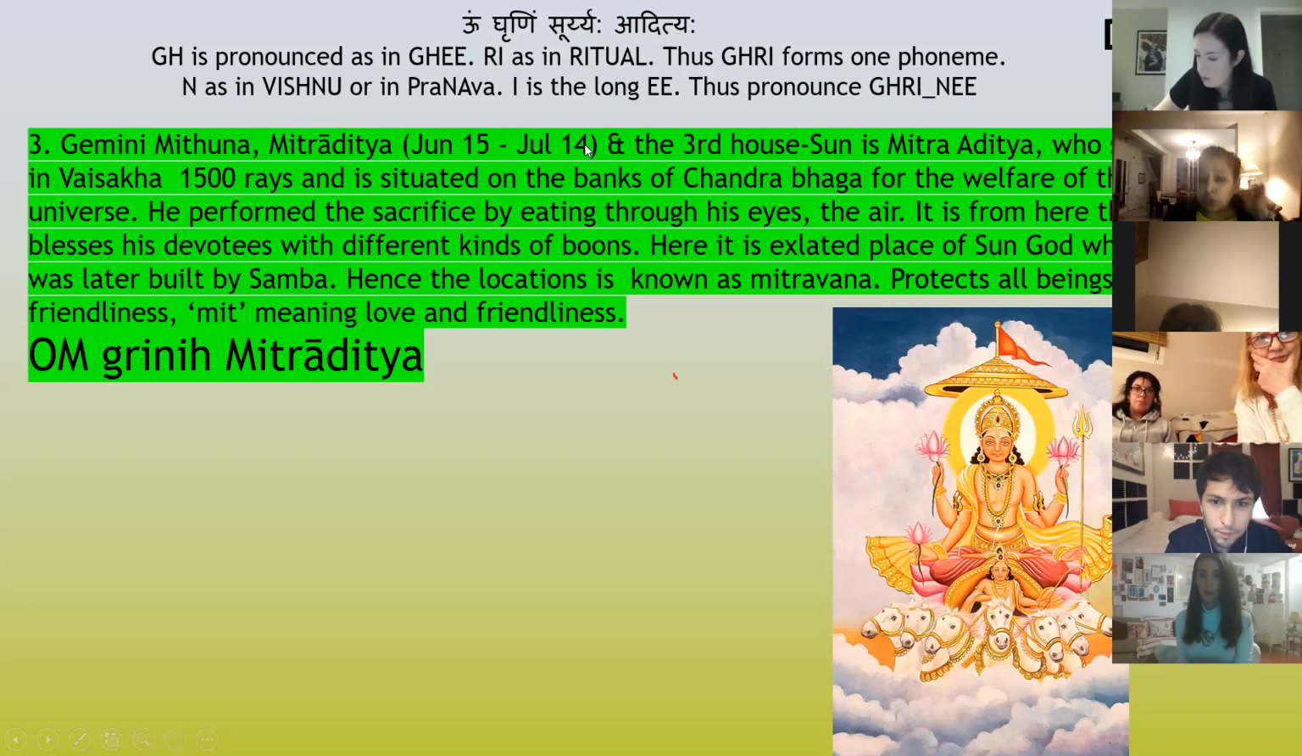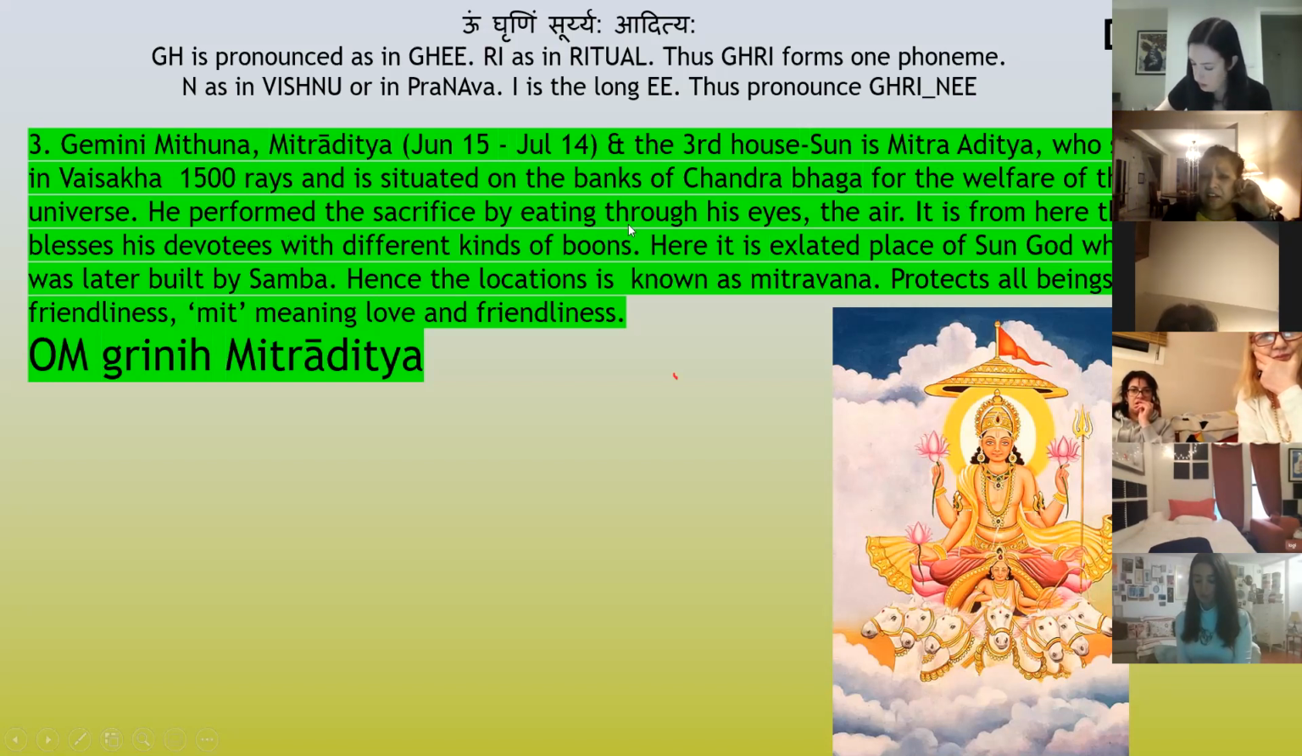But if you do have sun in the third, it will give you the benefits of sun as Mitra Aditya, as if the sun is in the third. It carries that energy, the Gemini energy, and it's in the lunar month of Vishakha. And it has 1500 rays situated on the banks of Chandrabhaga for the welfare of the universe.